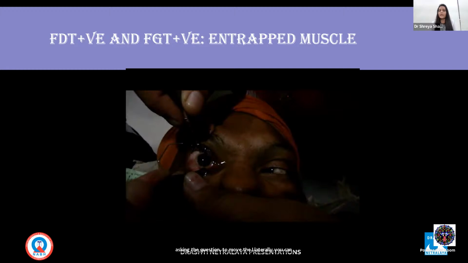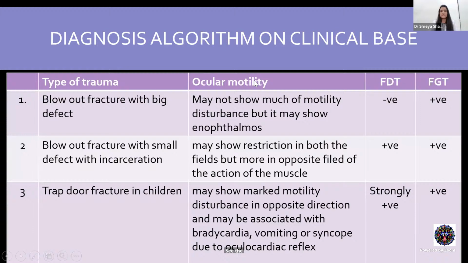So how to diagnose? This is the diagnosis algorithm on a clinical basis. Whenever there is a blowout fracture with a big defect, it may not show much motility disturbance, but it may show enophthalmos, and FDT can be negative, FGT will be positive. When there is a blowout fracture with a small defect with incarceration of muscle, it will show restriction in both fields, but more in the field opposite to the action of the muscle. FDT will be positive, FGT will also be positive.